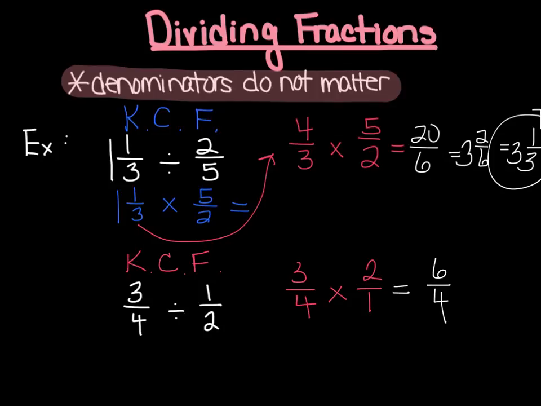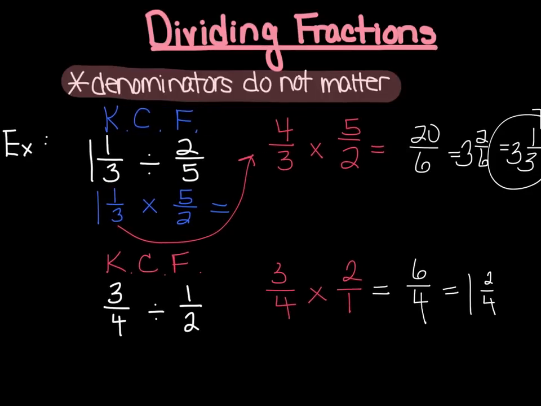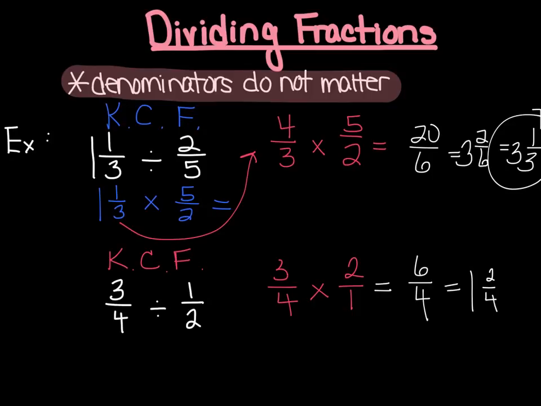And we get 6/4, which, again, is improper. Simplify. 4 into 6 goes in one time with 2 left over. Denominator stays a 4. And right away you should recognize that 2/4 would simplify again one more time to 1 1/2.